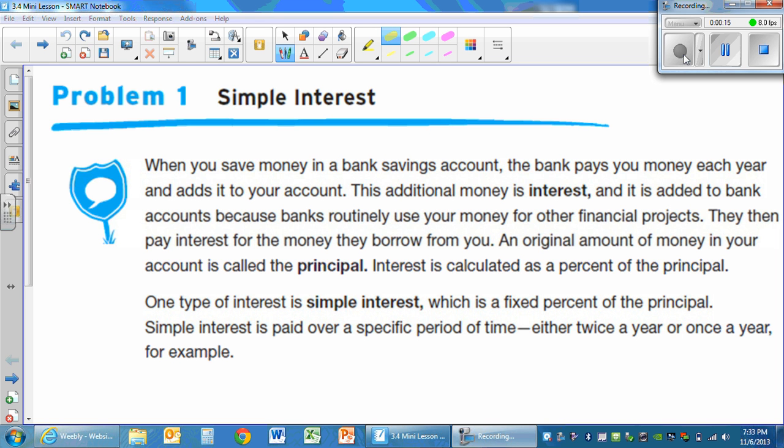Okay, so just to recap, interest is additional money that banks add to your account for letting them use your money, and principal is the initial or the original amount of money that you put into your account. Simple interest then is just a fixed percent of the principal.